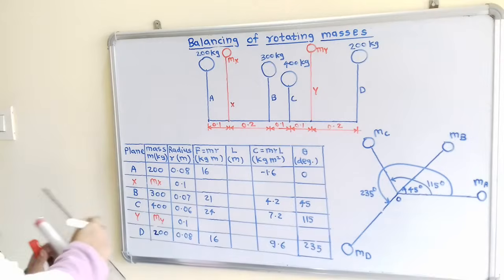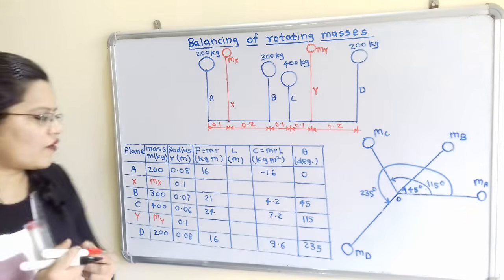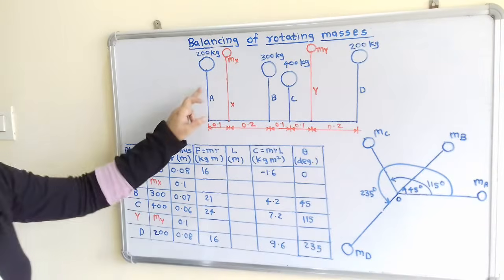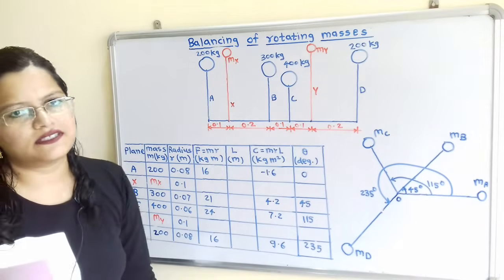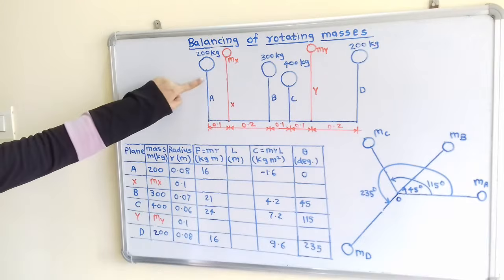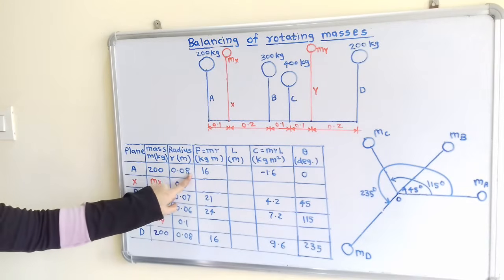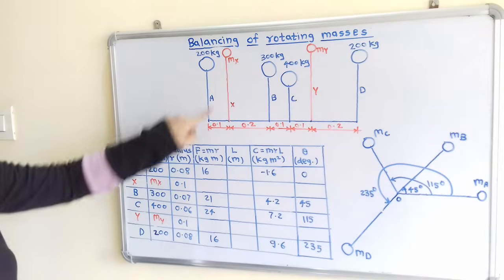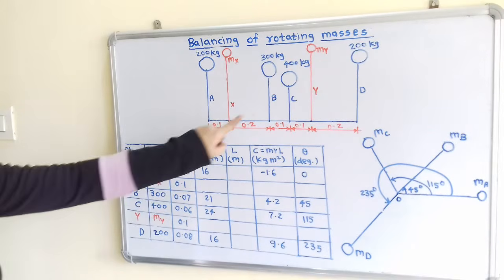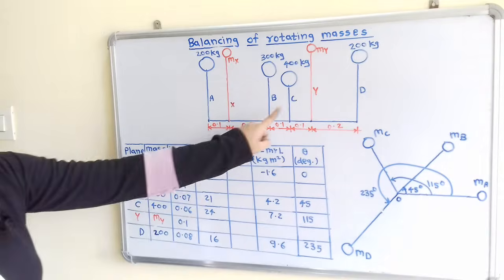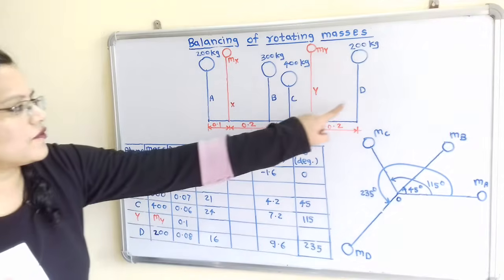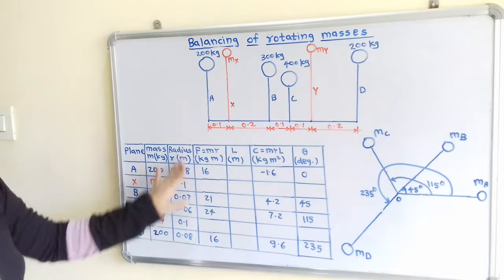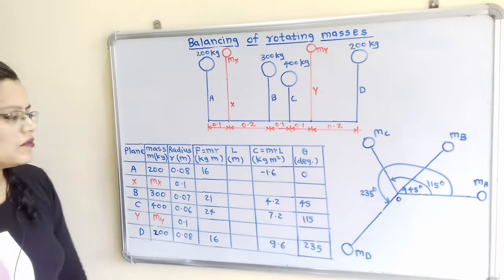Then next is radius R. So here is the radius of rotation. If we observe the question, then the radius of rotation for all masses is mentioned in the question. For A it is 0.08 meter. So this radius we have to mention in meter. Then for X it is 0.1, then 0.07, then 0.06, 0.01 and 0.1 and 0.08, as per the question.